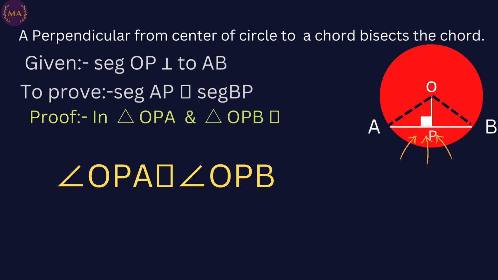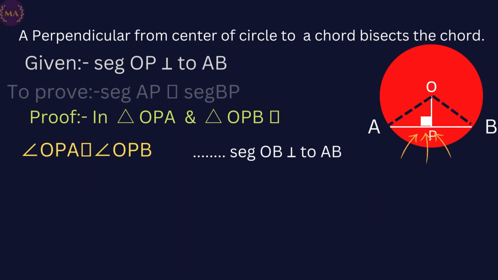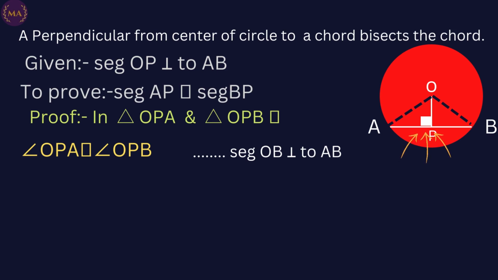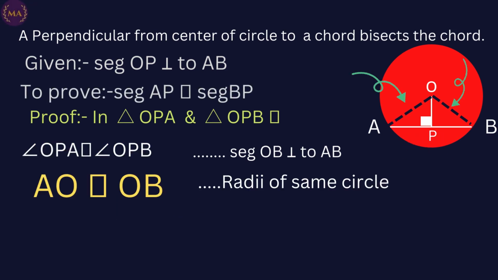Anything else that is common or equal? Can anyone guess? The common thing is the sides. Yes, side AO, or you can say seg AO is congruent to OB. Yes, but why are they equal? Will you tell me the reason? Perfect, because they are radii of the same circle, and radii of the same circle are equal. We have just now revised that.